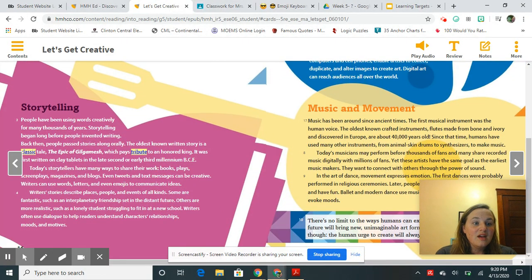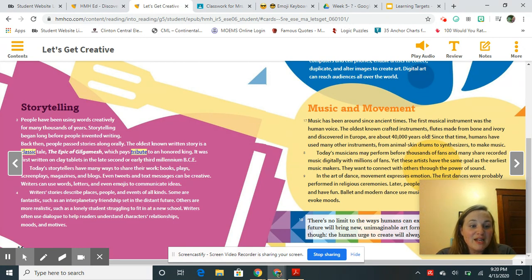Storytelling. People have been using words creatively for many thousands of years. Storytelling began long before people invented writing. Back then, people passed stories along orally. The oldest known written story is a classic tale, the Epic of Gilgamesh, which pays tribute to an honored king. It was first written on clay tablets in the late 2nd or 3rd millennium BCE.